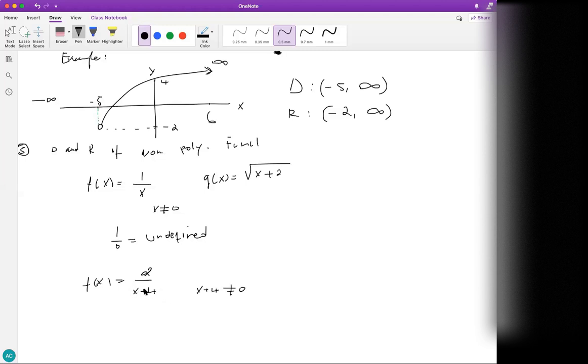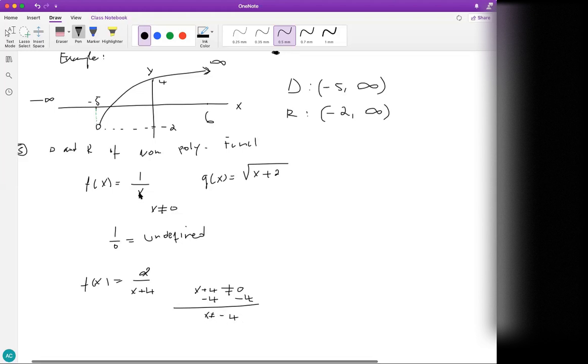Oh, -4? -4, that's right. So we say the denominator, x plus 4, cannot be 0. And x cannot be -4, right? Because -4 plus 4 is 0. Or you can solve it, just like you do with equations, and you can find that number that you can't use. So for example here, -4. So for now, just remember, any denominator of any function or fraction cannot be 0.